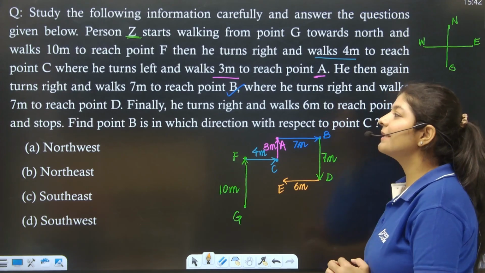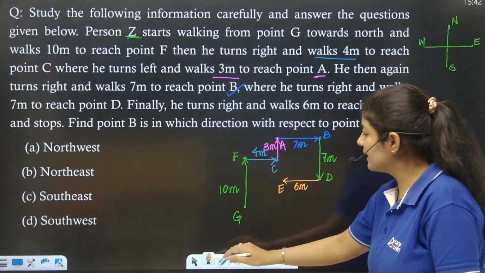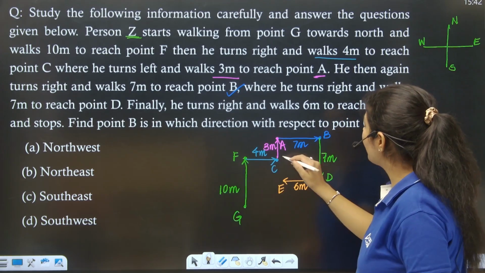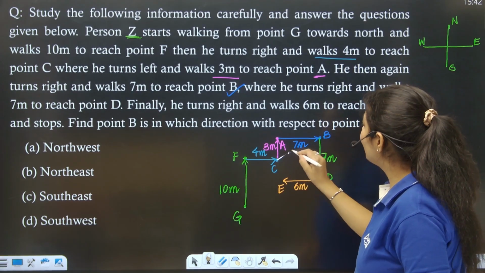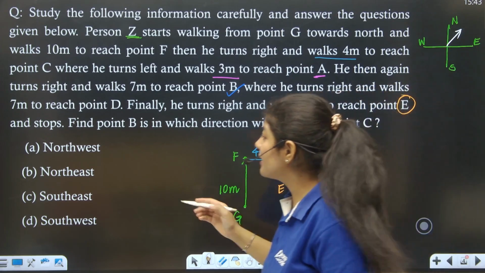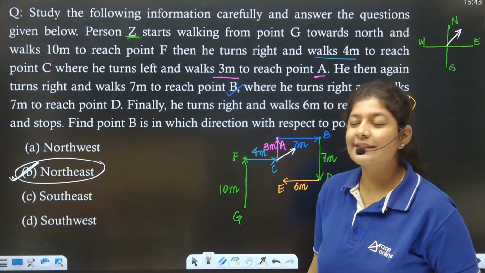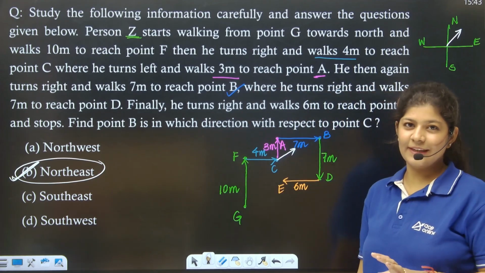Now the question is saying to find in which direction point B is with respect to point C. So here we have our point. Point B is in which direction? This direction is nothing but the northeast direction. That means option B is the correct one. Option B is the correct one. Clear? It's a very easy one, right?